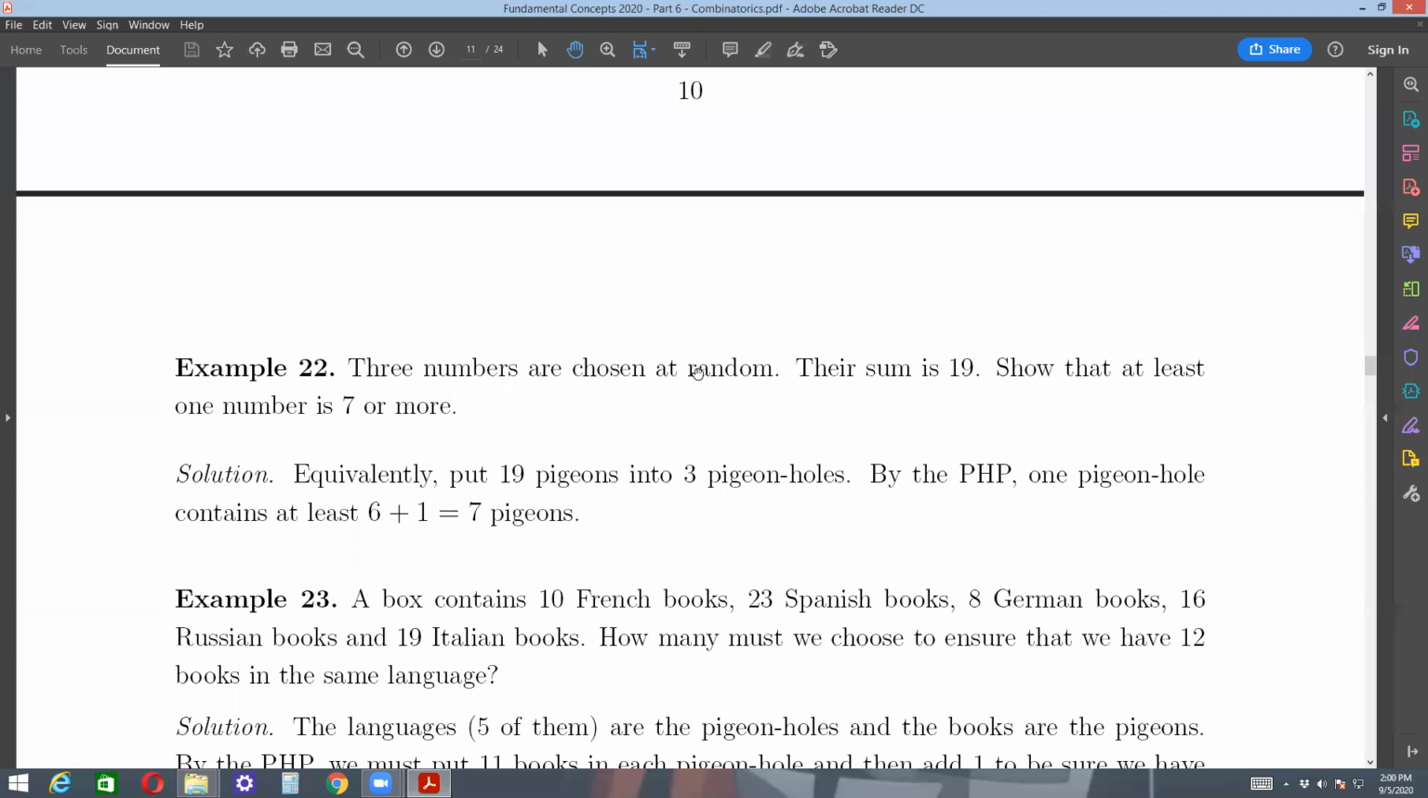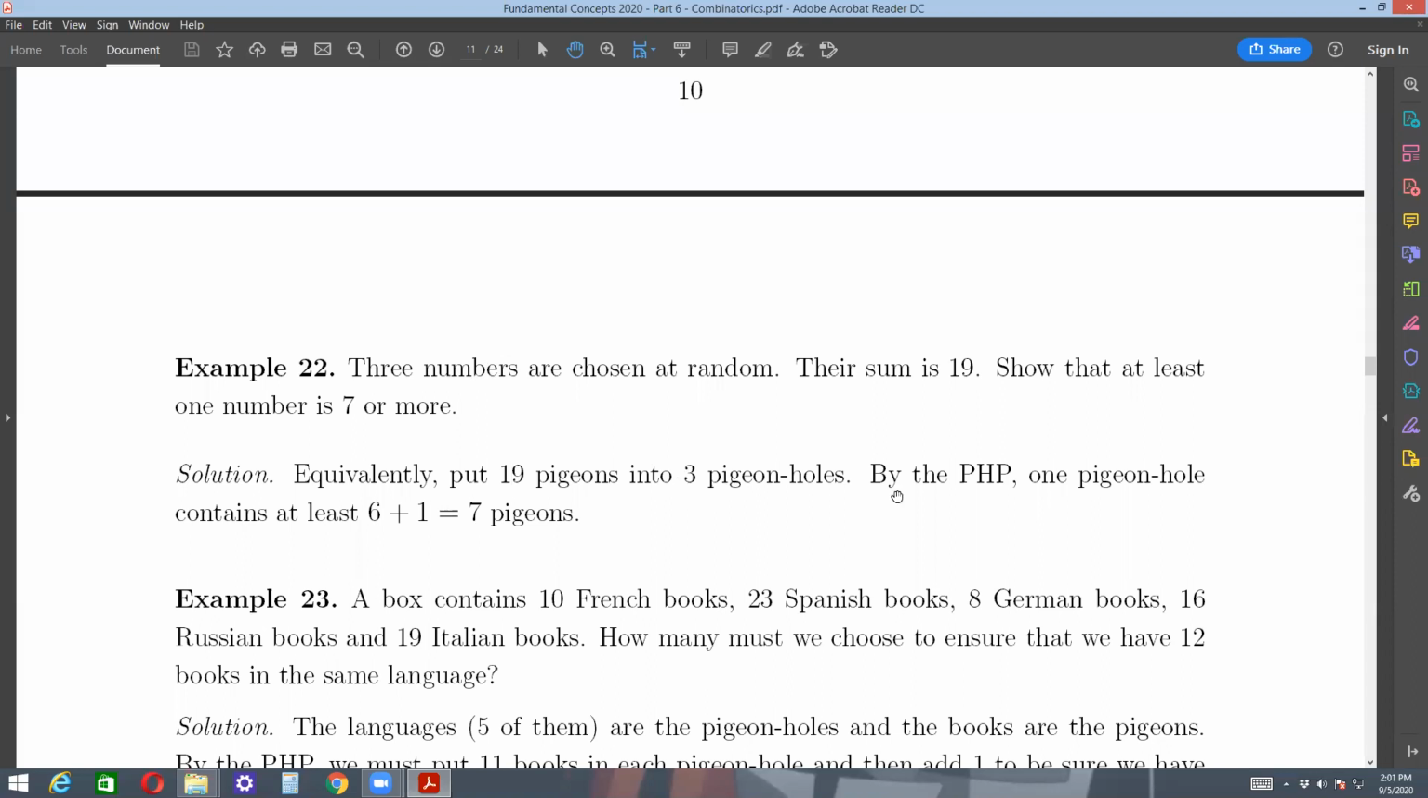Okay, three numbers are chosen at random. Their sum is 19. Show that at least one number is 7 or more. So you want to show that at least one number is 7 or more. Equivalently, you want to put 19 pigeons into 3 pigeonholes, right? Because basically you can think of this as 19 ones, and you're trying to separate those into 3 numbers.